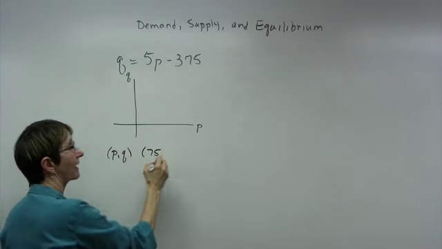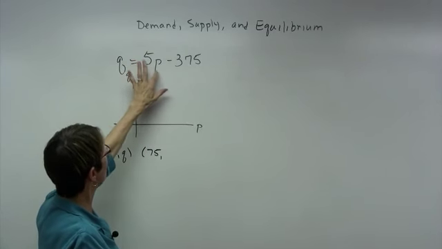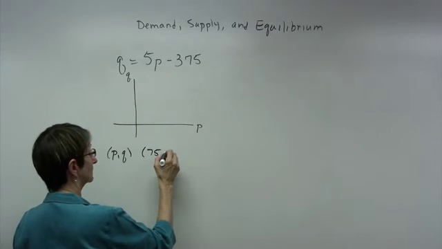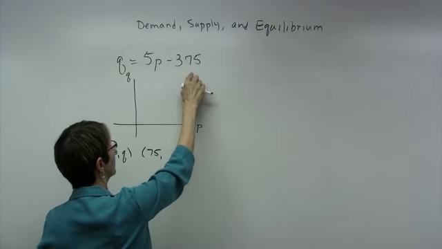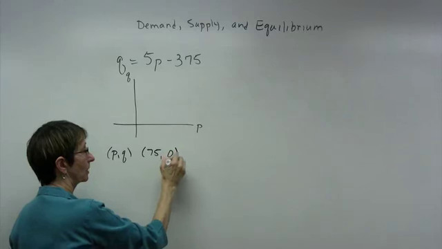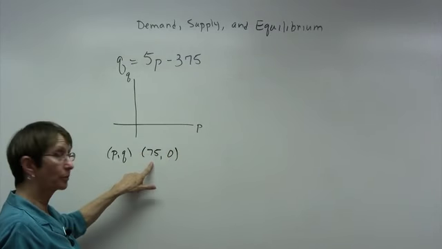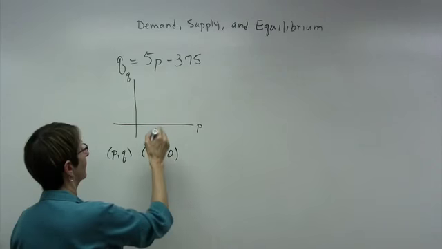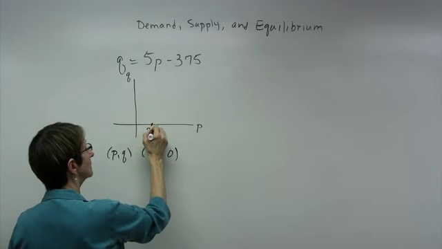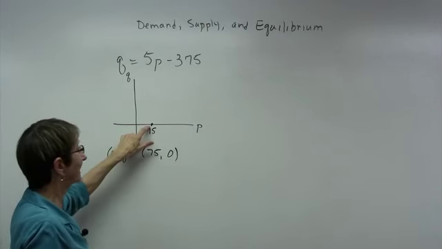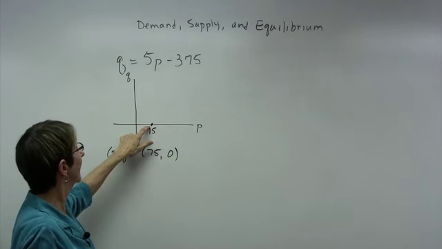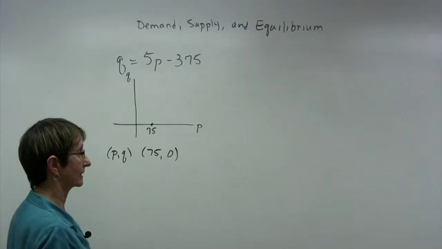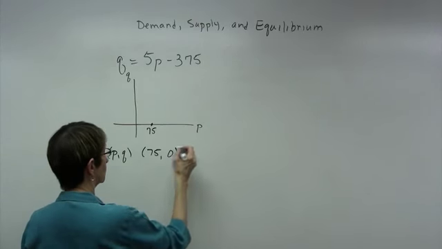If we put in P equal to 75, remember that these points will be (P, Q). Put in 75 for P. 5 times 75 is 375. Minus 375 gives me 0. So at a selling price of 75, we get to where Q is equal to 0, and then for numbers bigger than that, we'll have values for quantity.